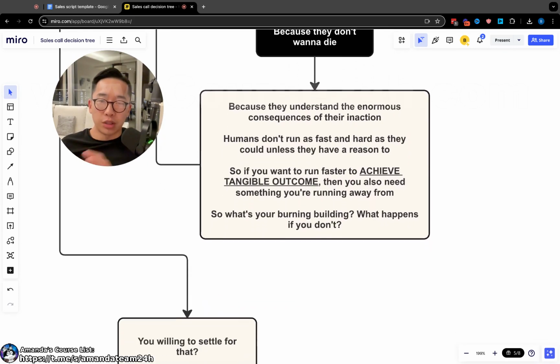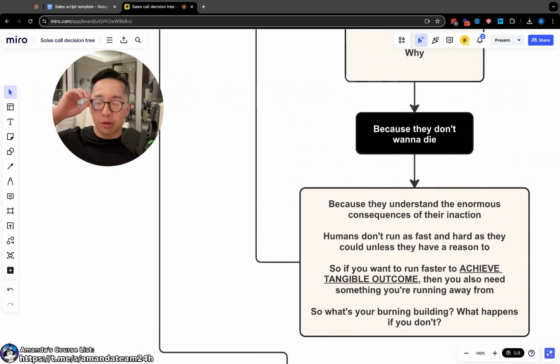So humans don't run as fast and hard as they could unless they have a reason to. So if you want to run faster, to retire your parents, get out of your job, then you also need something that you're running away from. So what's your burning building? What actually happens if you don't? So analogies are pretty powerful because it's kind of a crutch. It's kind of like a training wheel because the better you get at sales, the less you need them at all. But in the beginning, it's good to have it as a training wheel.